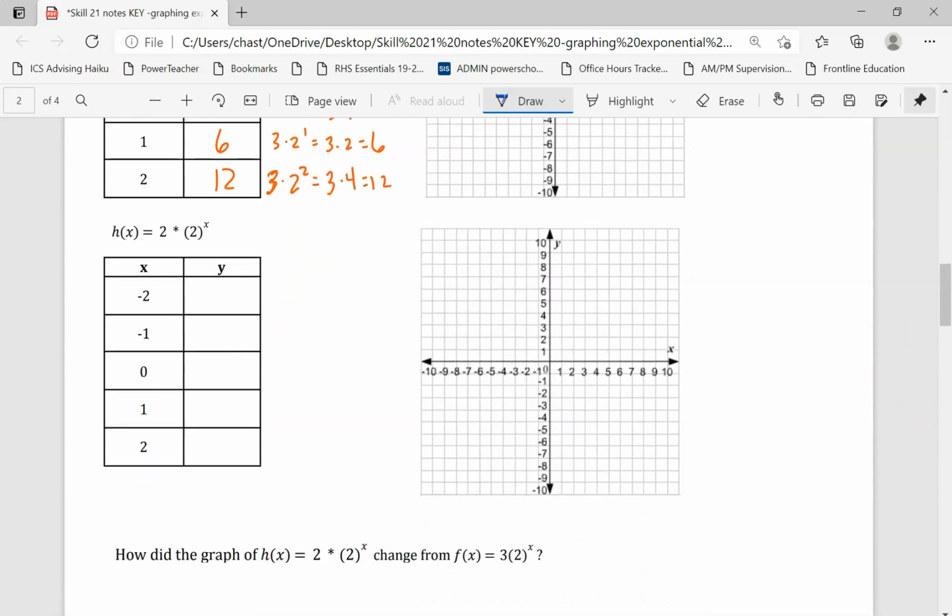Okay, next one we have 2 times 2 to the x. So same kind of function, but now we just have an a value of 2. When I plug in negative 2, 2 times 2 to the negative 2, that's going to be 2 times a fourth. So a fourth of 2 is a half. So negative 2 comma half. If I plug in negative 1, 2 times 2 to the negative 1, that's 2 times 1 half, which is 1. So negative 1, 1. If I plug in 0 for x, I have 2 times 2 to the 0, so 2 times 1, that gives us 2.